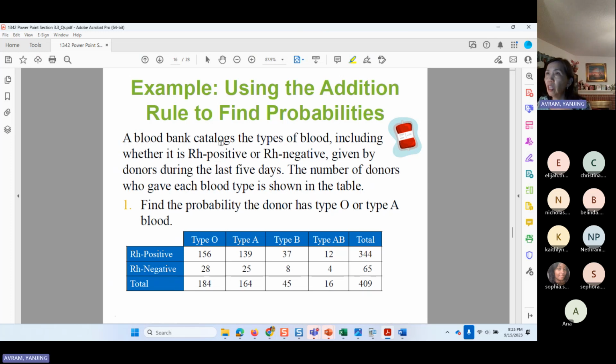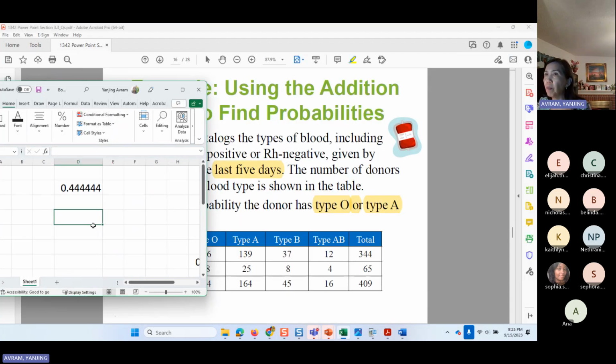Look at this blood catalog of the blood types, where Rh is positive, Rh is negative. Given the last 5 years, we want to find the probability the donor has type O or type A blood. Okay, so type O and type A are mutually exclusive. Look at it. If you have a type O, you cannot have a type A. All right, so that is mutually exclusive. So we're going to add these two together and then divide it by the total.